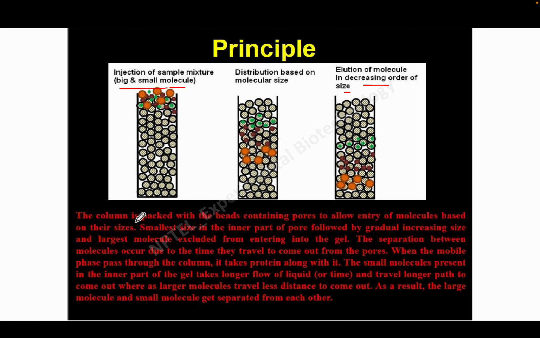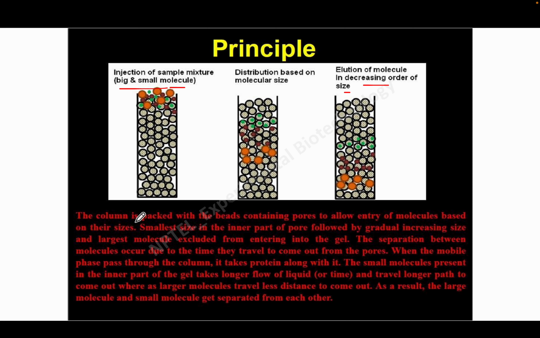This is how the curve looks. This is the elution time or elution volume, that is how much time it takes to get eluted. This is the value of absorbance. So your proteins are coming, so that's why you are getting a higher value of absorbance. So this is the large molecule, medium and small.